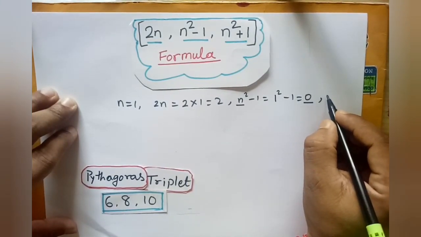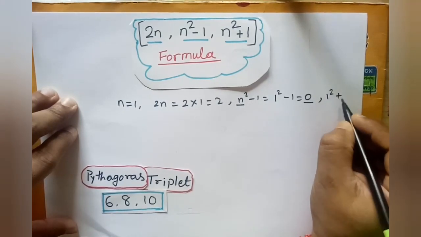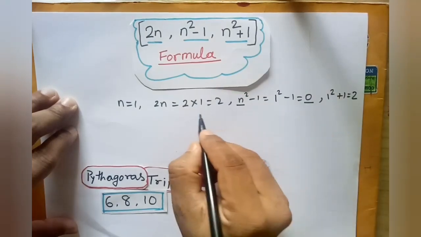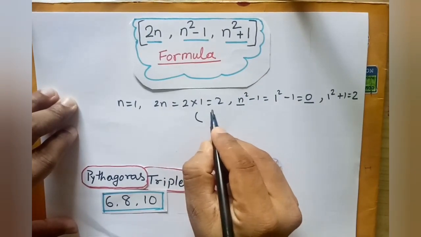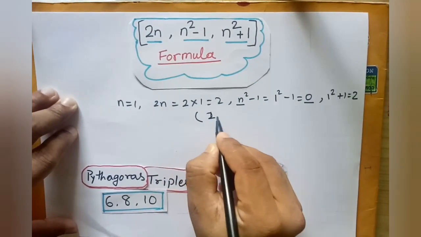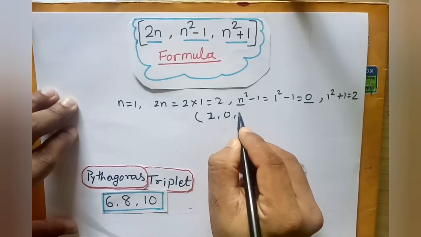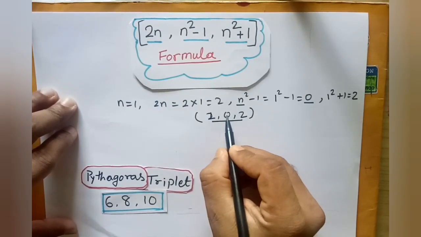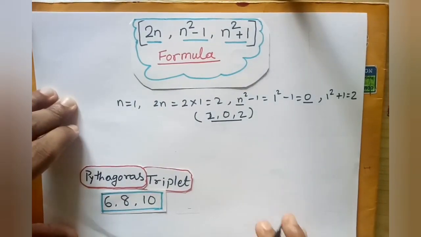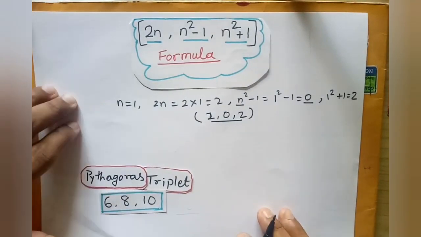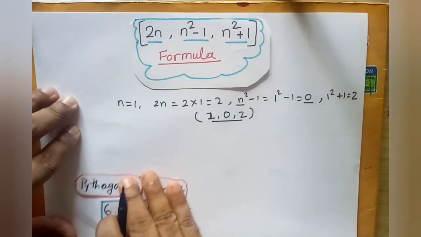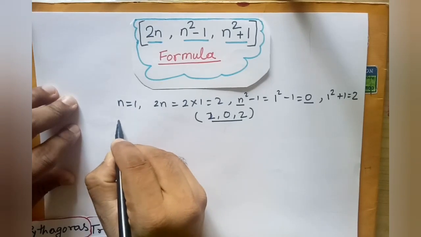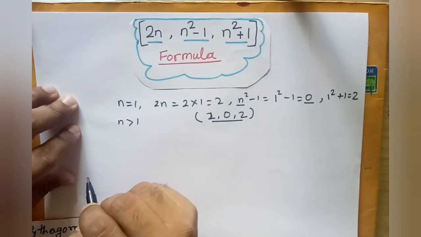And the last one is n squared plus 1, that is 1 squared plus 1, and 1 squared is 1, plus 1 is 2. That means your triplet is coming 2, 0, 2. Now, is it possible to have a side with a measurement of 0? No. So n equal to 1 you can't take. The n value is only possible if you take n greater than 1.